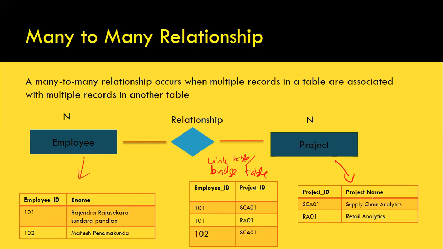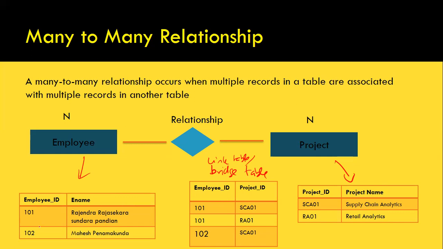In the project table, I have project ID and project name. Got it? So in this case, if you want to join these two tables, employee and project, you cannot join them directly, because you don't have any common column between these two tables. First of all, can you see the project has the employee ID here, whereas the employee ID is not there. Project ID is there, but project ID is not there here. So what we do is we create something called a bridge table.